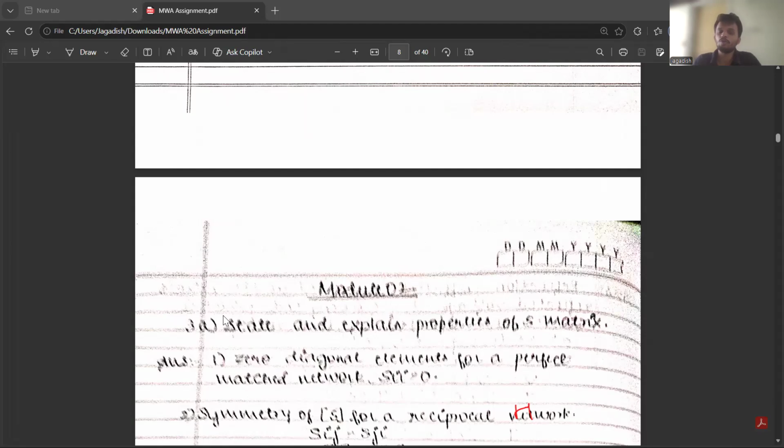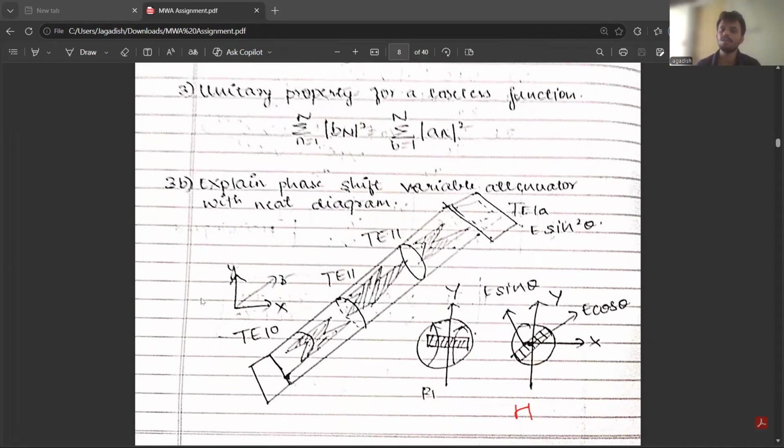In module 2, the most important topic is the magic T. First, learn the properties of the S matrix: how it will be for a matched network, and how it will be for a symmetric network. If you write the properties correctly, you will get 6 marks, or they might give more than that. You need to draw the diagram and explain.